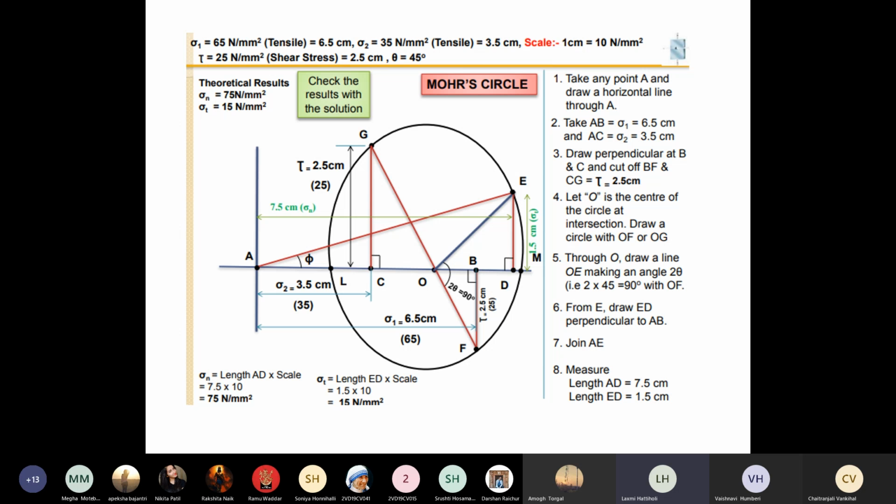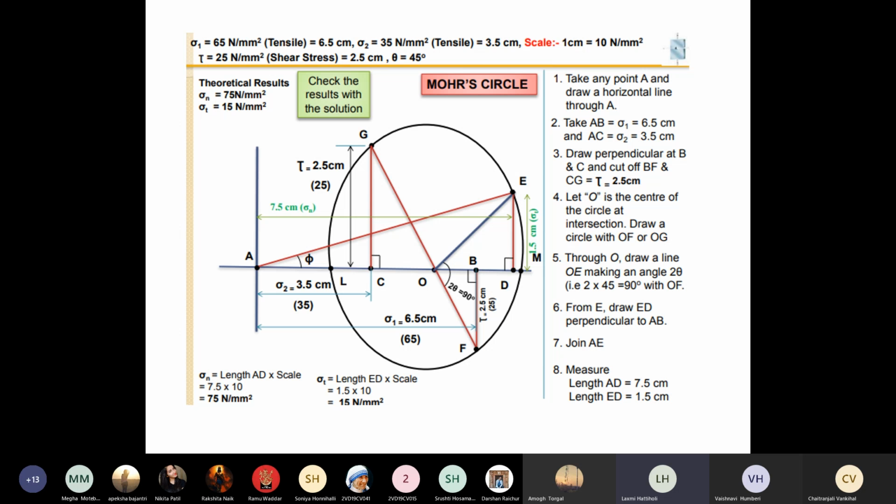Up to what extent will you draw the perpendicular? We know that the length of GC or BF is the shear stress, that is q, 25 Newton per mm square. When you convert it to scale, it becomes 2.5 centimeter. If you observe carefully, the 2.5 centimeter is clearly shown. So this 2.5 centimeter we have drawn at both sides.